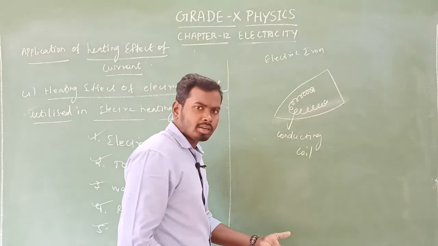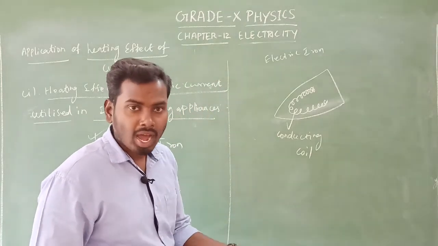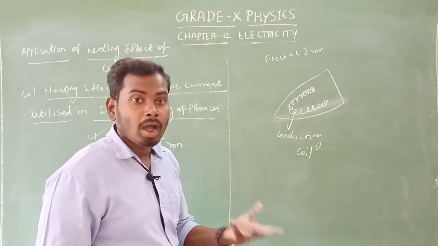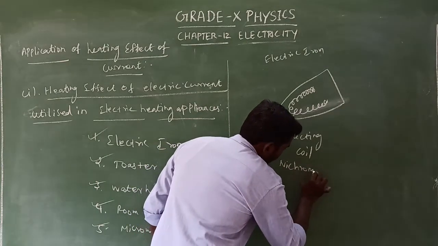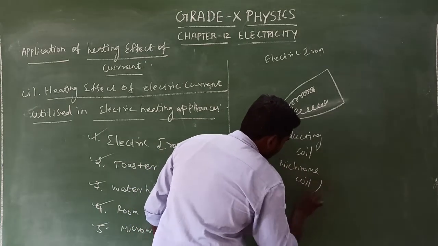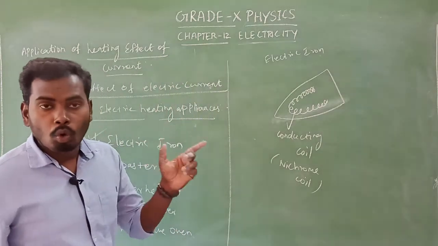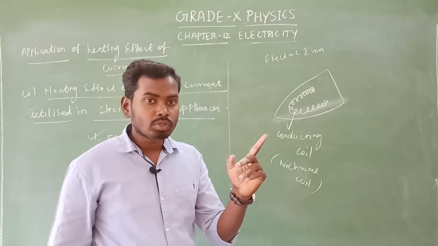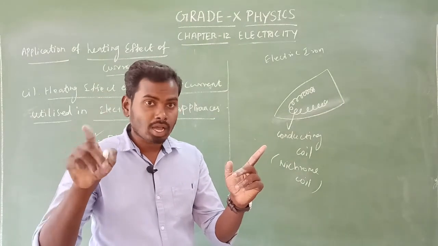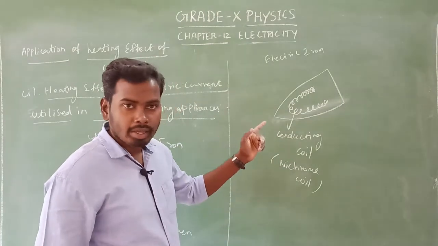So what is that conductor, sir? You may ask me, what is that conductor, sir? That conductor is nichrome. Yes, very good. That is nichrome wire, nichrome coil. So already we know nichrome has more resistance. If the resistance is more, it will produce more amount of heat. Am I right? Yes. Here we need heat for ironing.